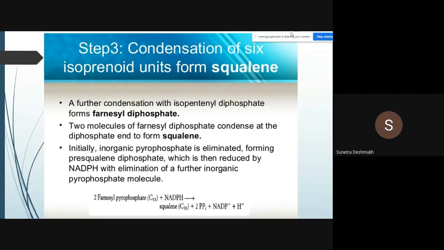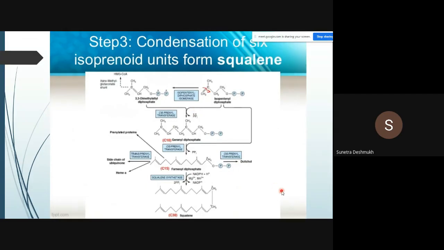Again, the same explanation I have given: further condensation with isopentenyl pyrophosphate forms farnesyl diphosphate, and condensation of 2 moles of farnesyl diphosphate gives squalene. So 2 moles of C15 farnesyl pyrophosphate in the presence of NADPH gives squalene, the structure with C30 carbon atoms. In this way we get our squalene, which has 30 carbon atoms.